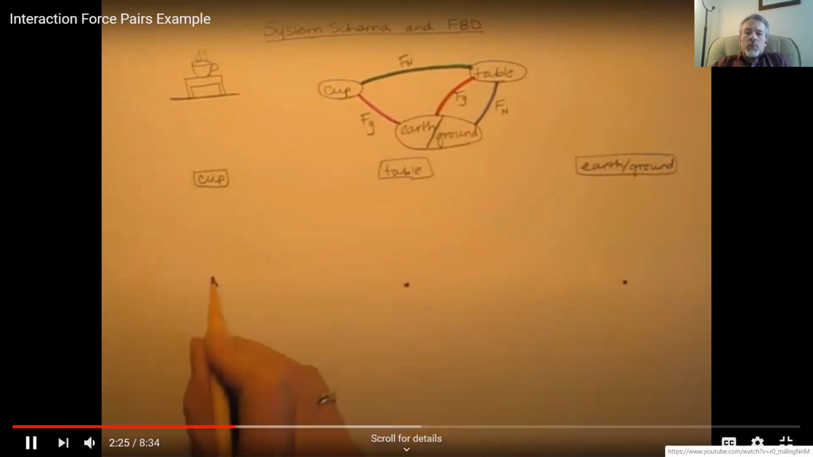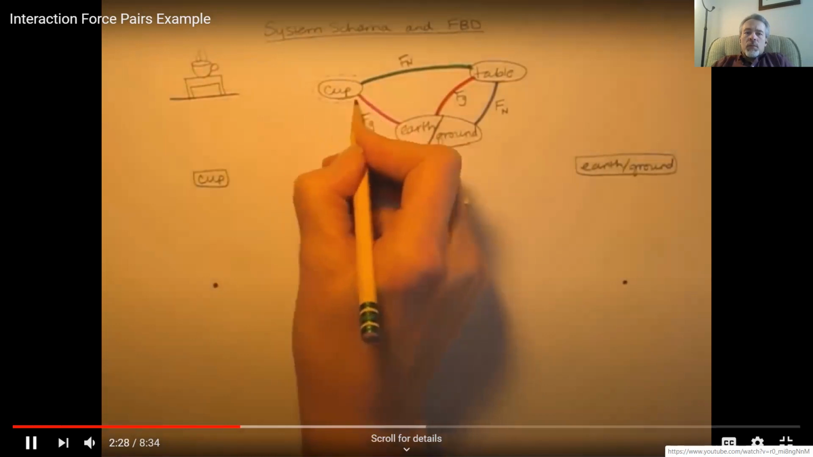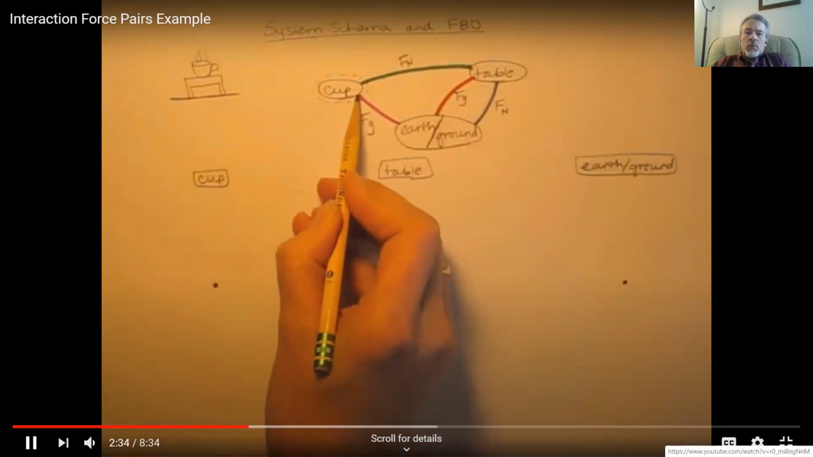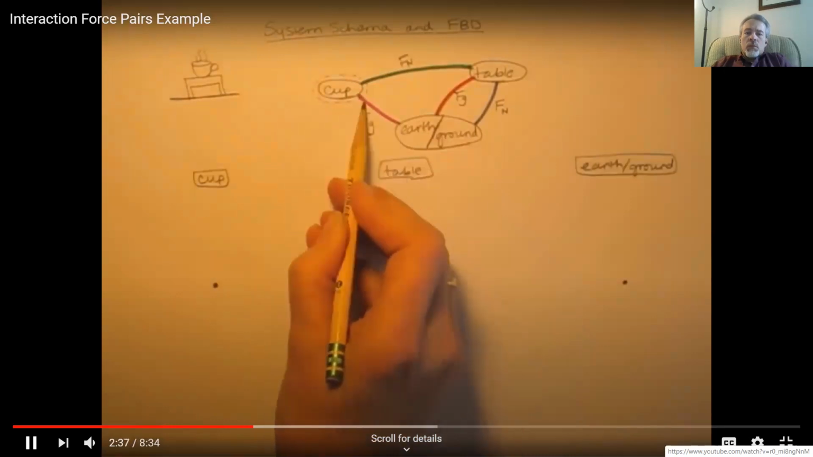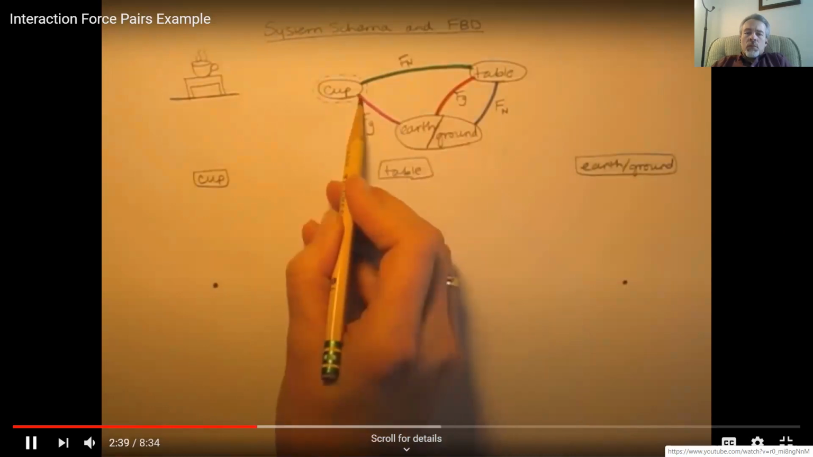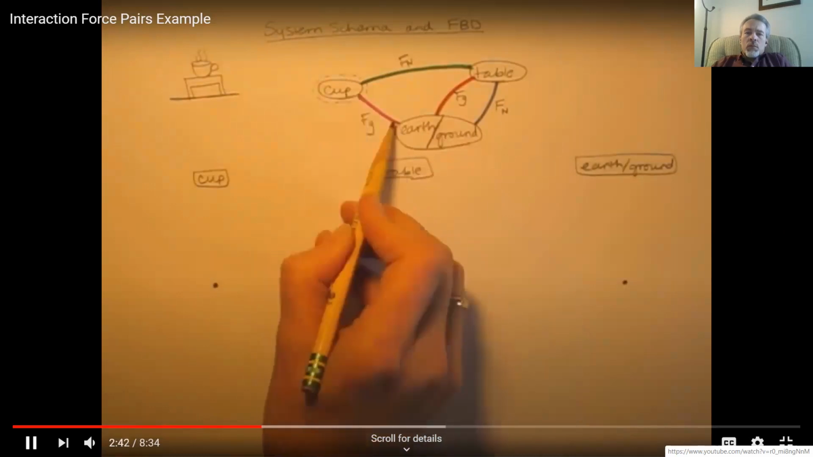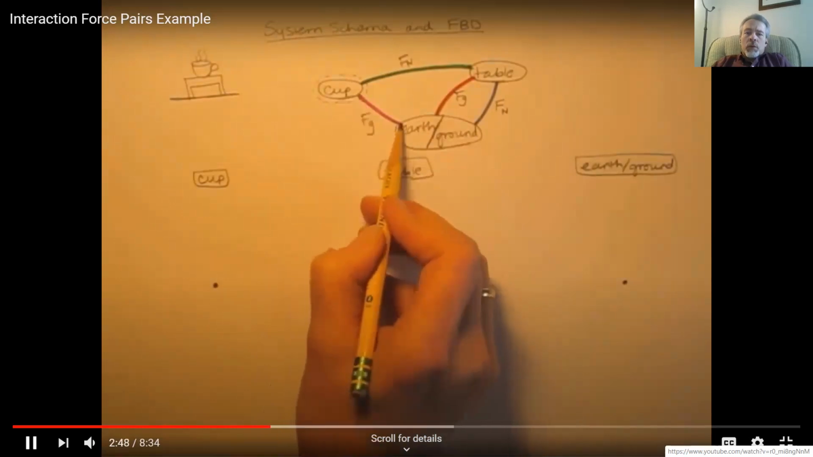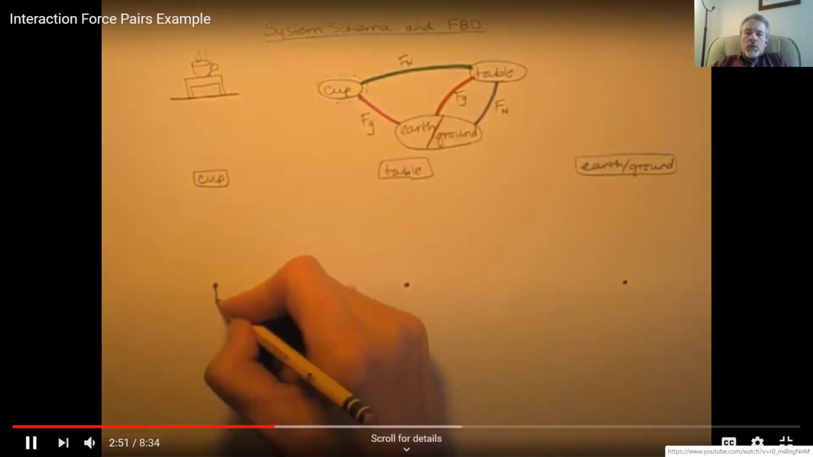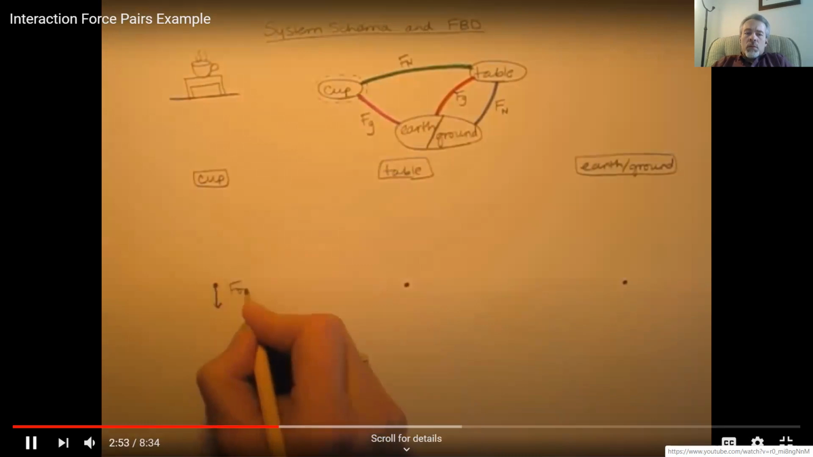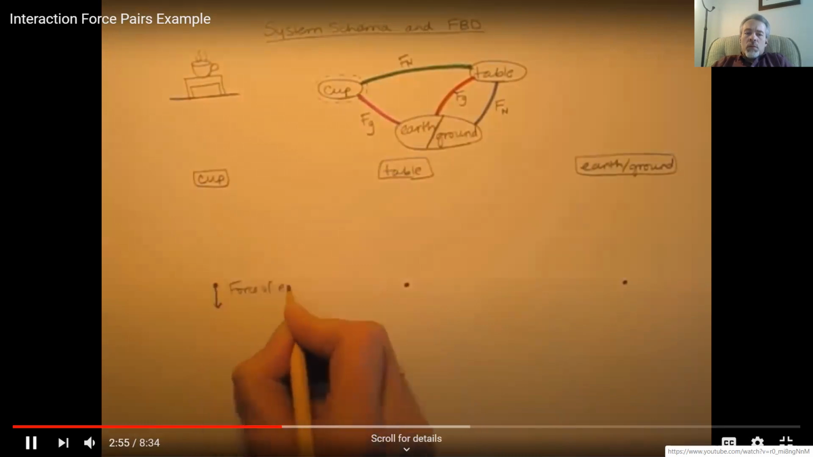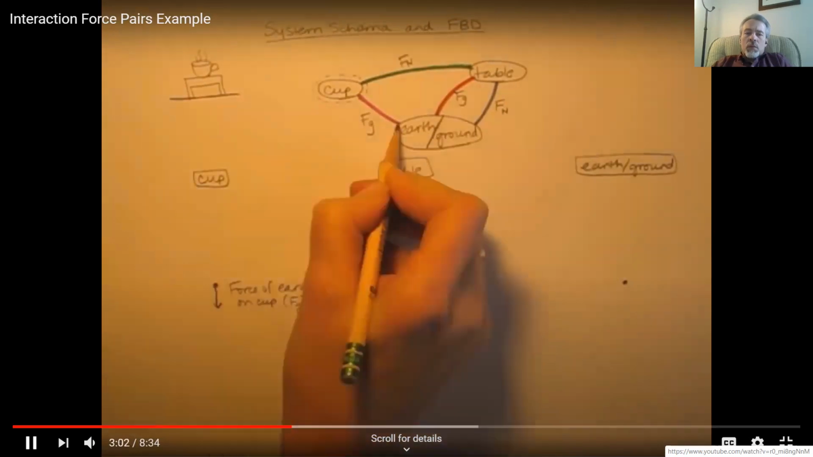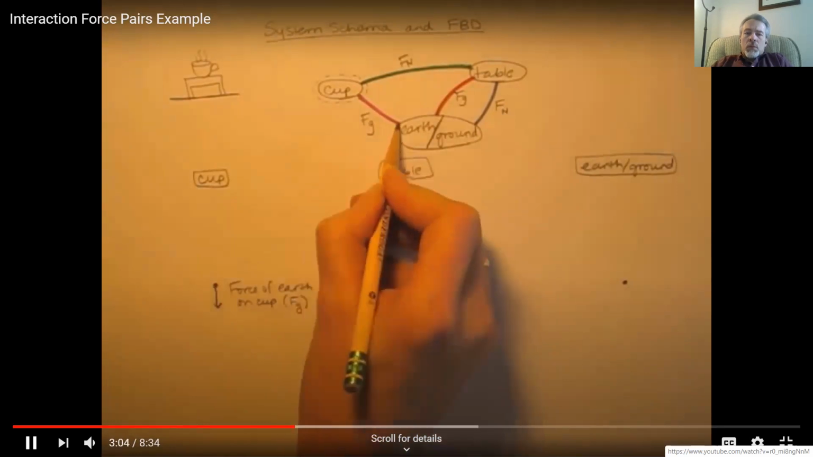I'm going to start with the free body diagram for the cup, and what I'm going to do is when I draw one force on the cup, I'm going to go ahead and draw the other force that's part of that interaction force pair. So I'm first going to draw the force of gravity on the cup, and then the force of gravity of the cup pulling on the earth. So let's start with the force of gravity. So this is the force of the earth on the cup. That is a gravitational force. Now the other force that's part of that interaction force pair is a gravitational force of the cup pulling up on the earth.